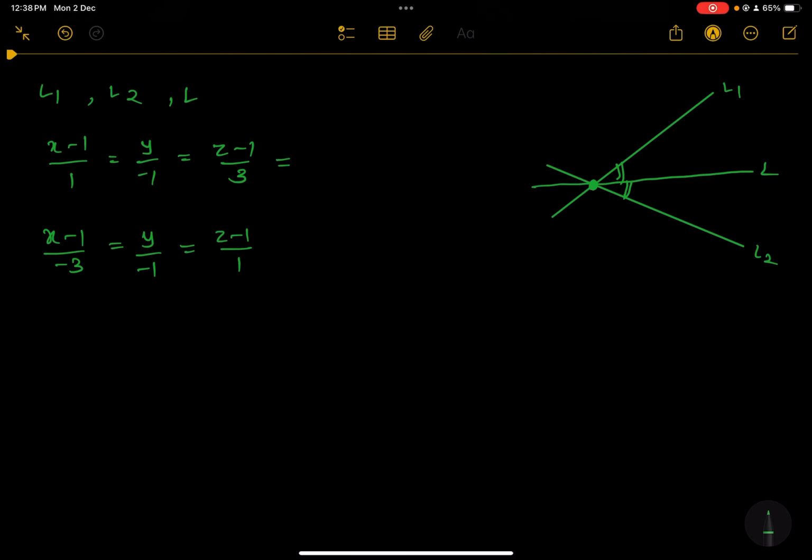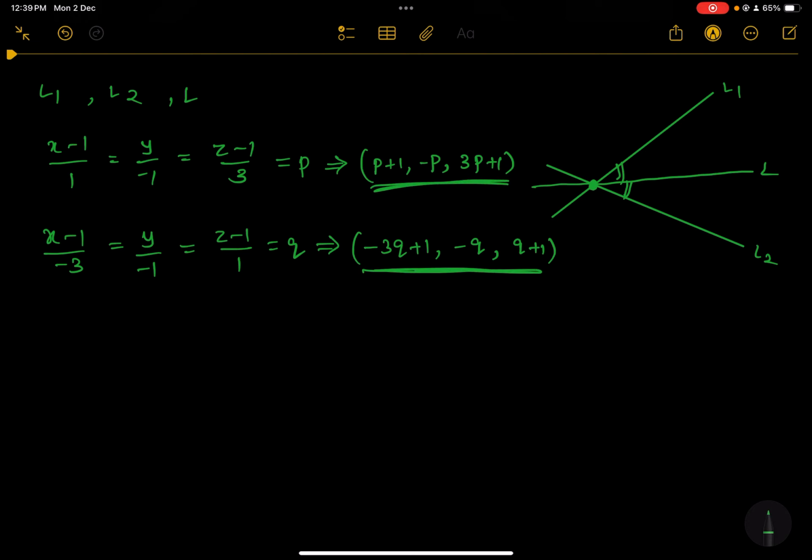Alright. Now let us find out this intersection point first. So let this be P and let this be Q. Then from this, the x coordinate will be p plus 1, the y coordinate will be minus p, and the z coordinate will be 3p plus 1. For the other line, the x coordinate will be minus 3q plus 1, y is minus q, and z is q plus 1. For the point of intersection, these coordinates should be equal. So p plus 1 is equal to minus 3q plus 1, and if we equate y coordinates, minus p is equal to minus q. Therefore p is equal to q.